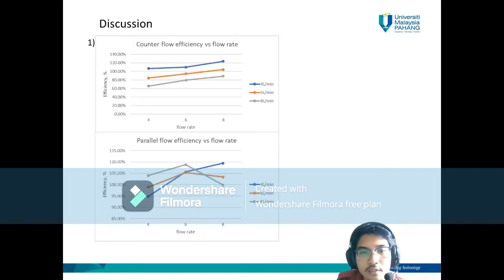Okay, for the discussion, we can see the difference between the counterflow efficiency versus flow rate and the parallel flow efficiency versus flow rate. The counterflow efficiency versus flow rate is much more parallel to each other compared to parallel flow, which kind of fluctuates.